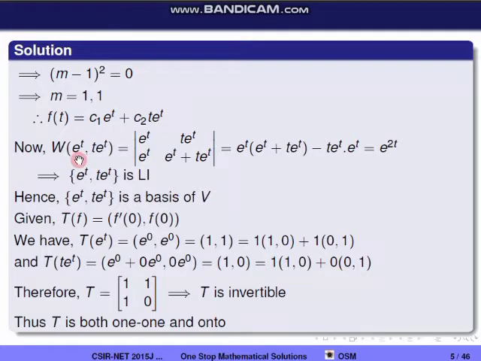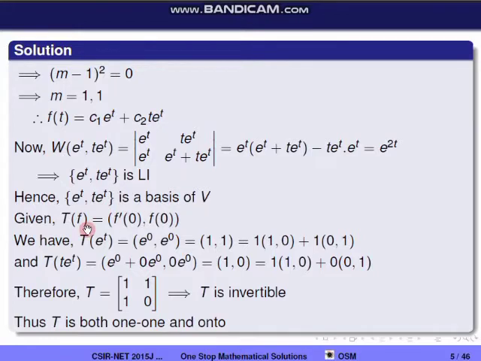So the Wronskian of e power t, t e power t is equal to the determinant of e power t, the differentiation of e power t, that is e power t, t e power t, then the differentiation of t e power t, that is e power t plus t e power t. When we find the determinant, it is equal to e power 2t, which is a non-zero number. Therefore the Wronskian is non-zero. Therefore e power t, t e power t are linearly independent. So it is satisfying both conditions of a basis. Therefore e power t, t e power t is a basis of V.